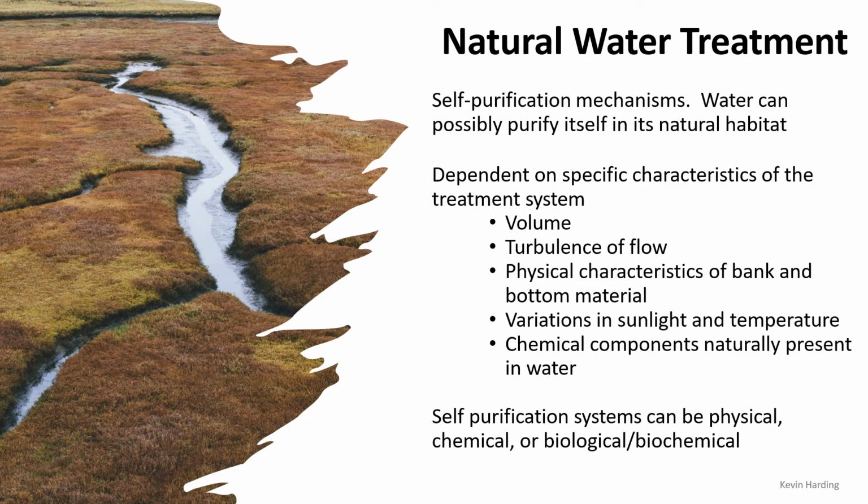So the first one being how far down did we pollute the groundwater? Has it gone far down? Or as in this diagram, we've only still polluted the water on the surface. So depending on the volume that we need to treat, the turbulence, the characteristics, either the bank or the bottom material of a river or something else, as well as variations in sunlight, temperature and chemical components, it can be possible to just have a natural water treatment system depending on all of those conditions.